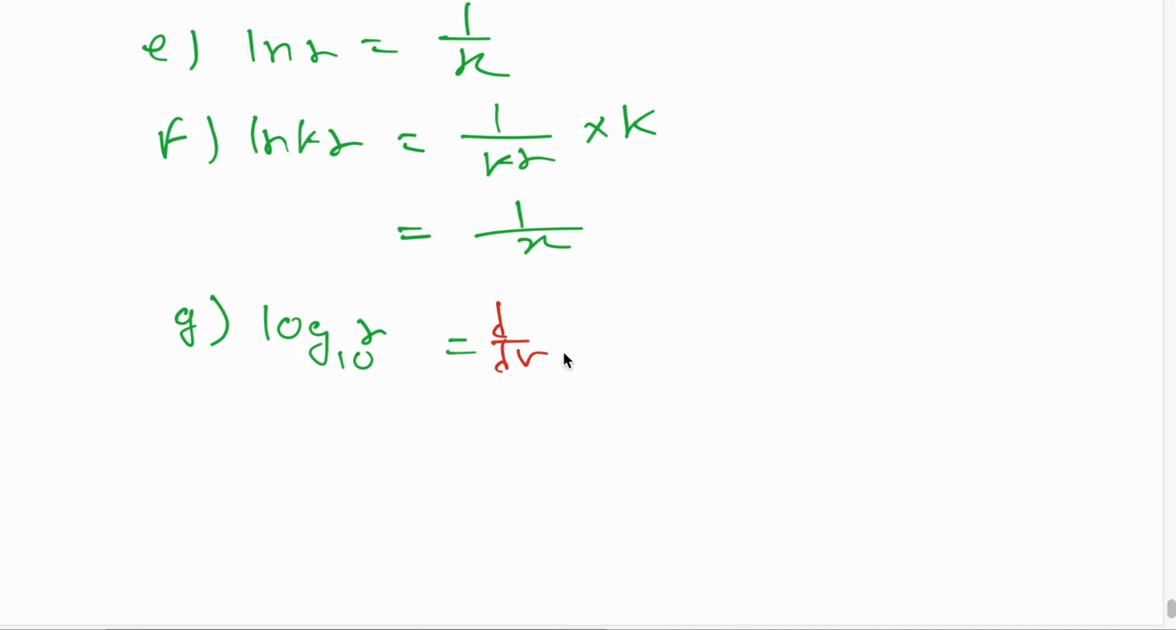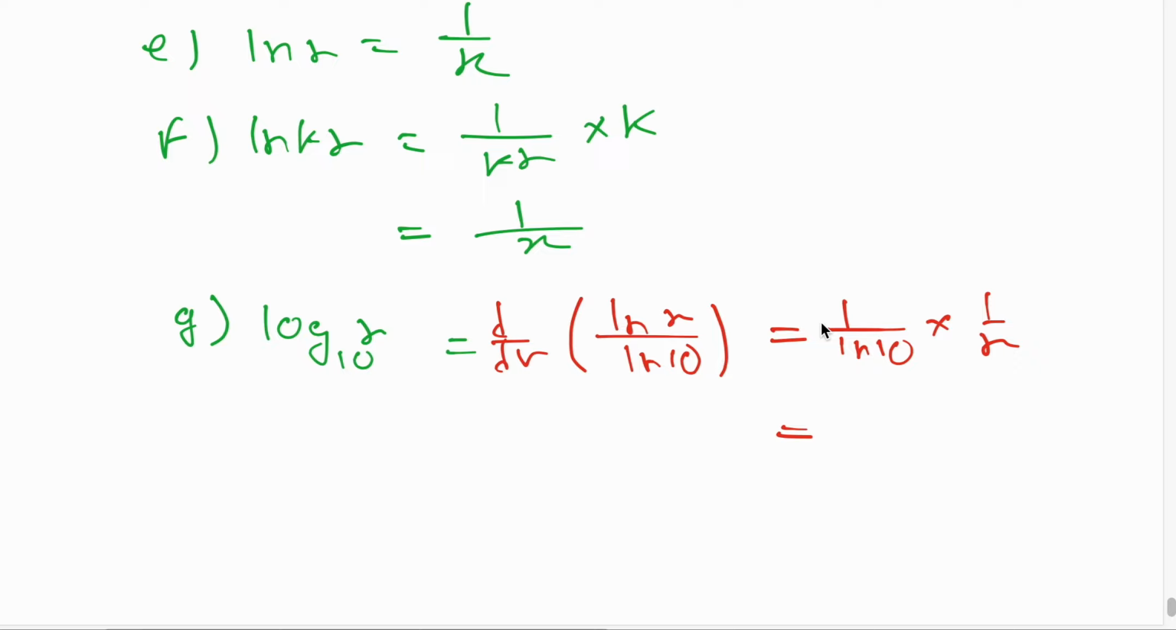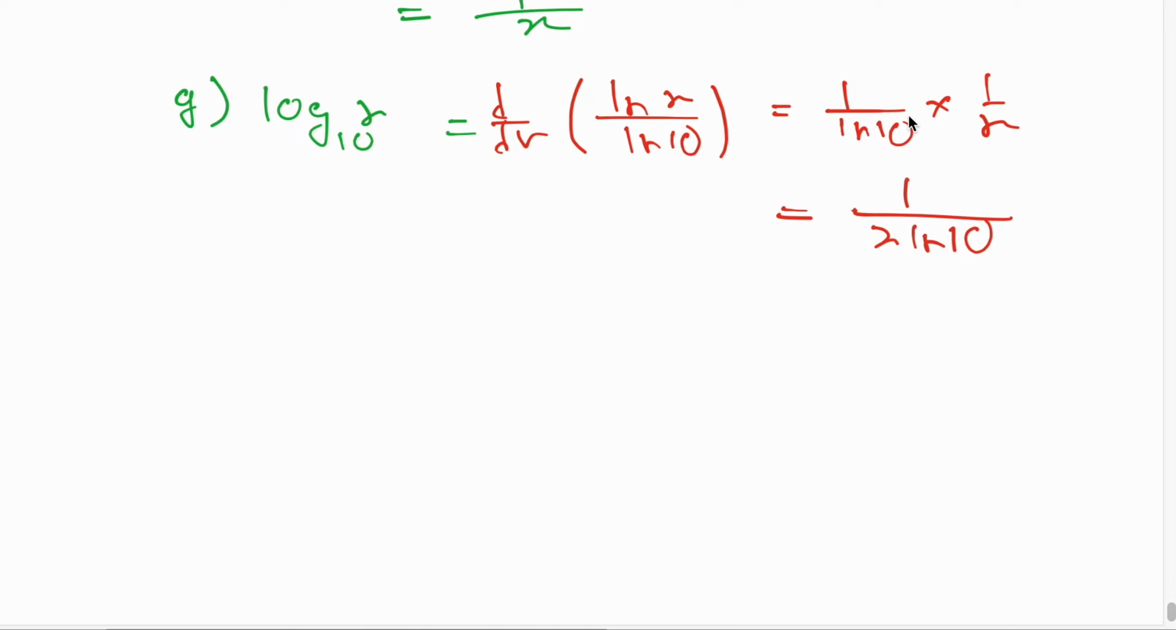First of all, take it into ln base, ln x over ln 10, then differentiate it: 1 by ln 10 into 1 by x. So d/dx of log base 10 of x is 1 by x ln 10. I have differentiated it already, so this would be 1 by ln 10 into 1 by x.